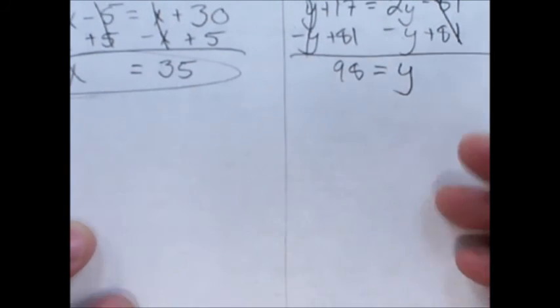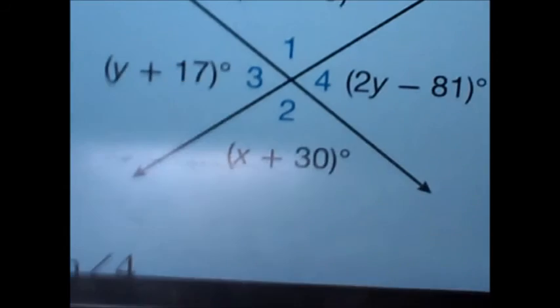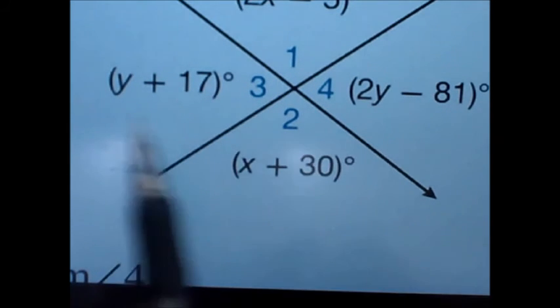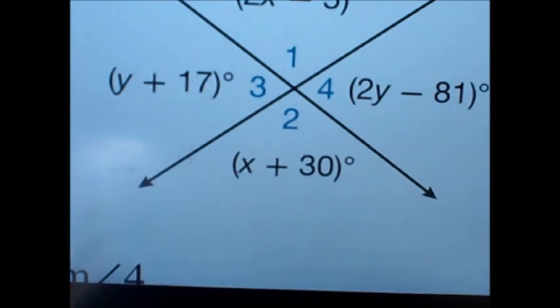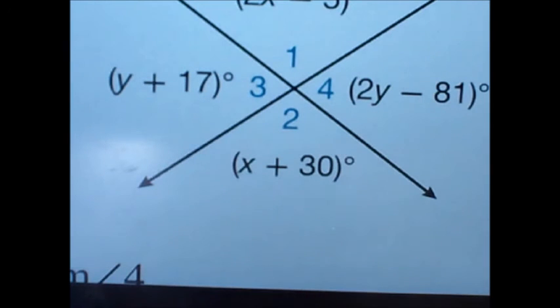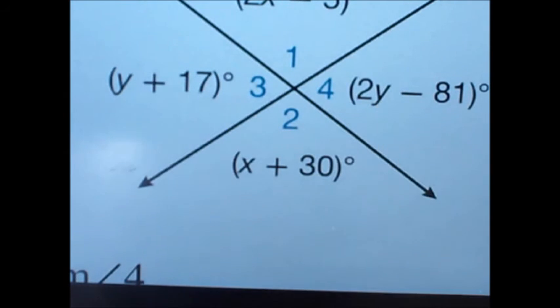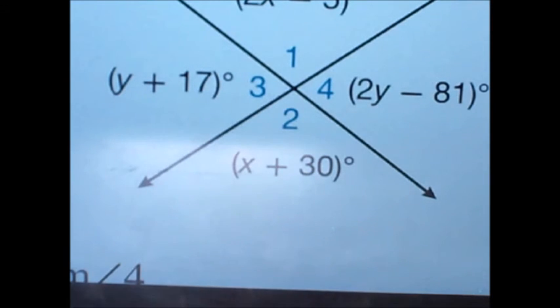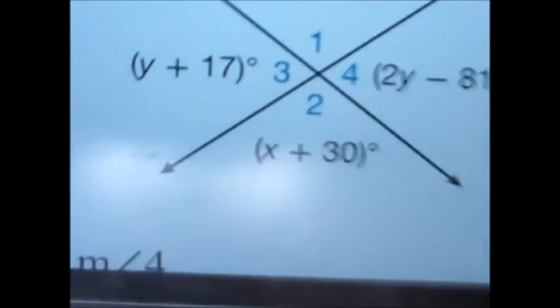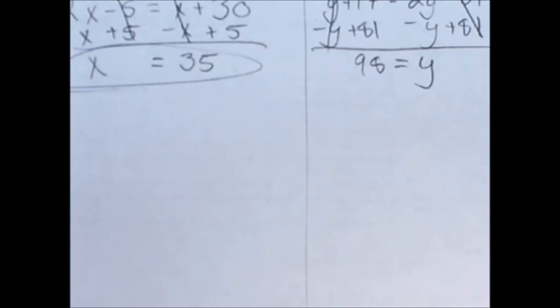Again, it's not degrees because you have to plug it in to find the degrees. So if I have 98, I have 98 plus 17 gives me 115. Then I'll have 98 times 2, which I do believe is 186. I might be wrong on that one. 196, sorry. Minus 81. Then we go back. Okay? Check them. That way you don't lose any points here.